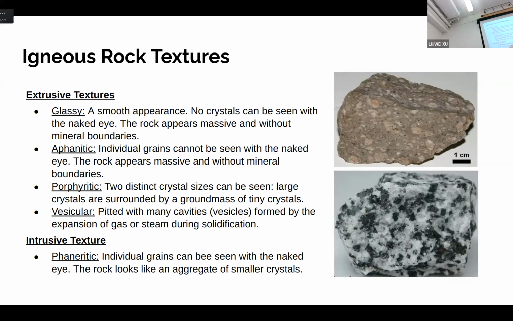This figure is an example of the porphyritic texture. You can see the light color points. They are the large crystals. And you can see the material surrounding them has very small, very fine grain size. So this is the bulk of the rock.